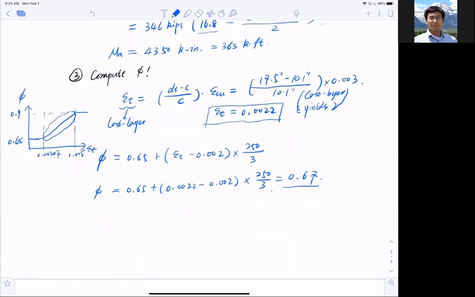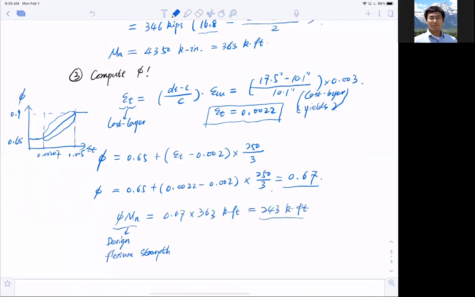All right, so now with that, I can say phi Mn, which is the reduced flexure strength or design flexure strength. Okay, design flexure strength, and that is 0.67 multiplied by 363 kip-foot, and this gives me a number 243 kip-foot.